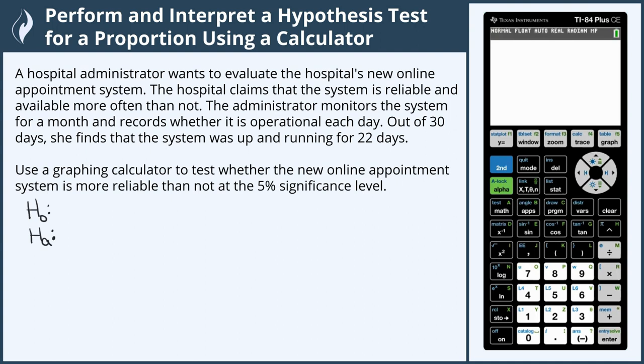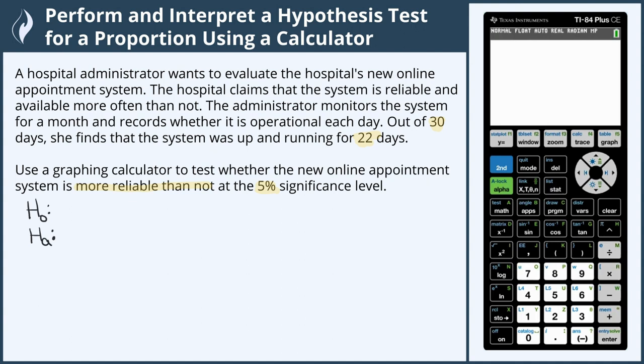The administrator monitors the system for a month and records whether it is operational each day. Out of 30 days, she finds that the system was up and running for 22 days. Use a graphing calculator to test whether the new online appointment system is more reliable than not at the 5% significance level. Because we are doing a hypothesis test, we should identify the two hypotheses.